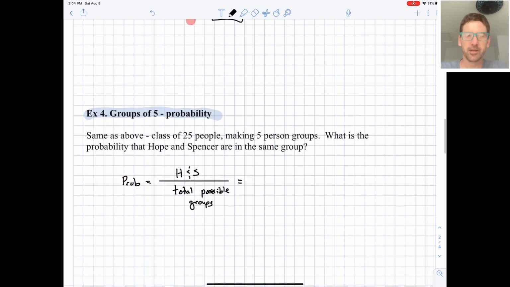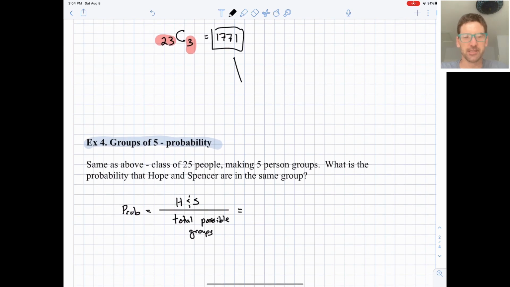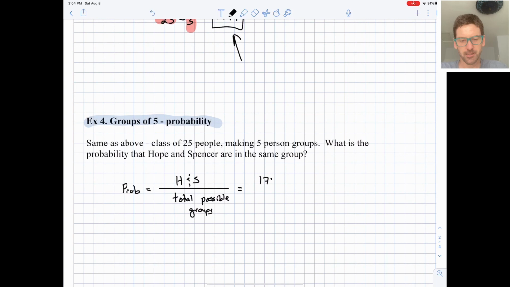So we already figured out how many ways Hope and Spencer could be together. That's up here. That's 1771. And how many total possible groups are there? That's 25 choose 5. Some of those groups have Hope, some have Spencer, some have both, some have neither. So 25 choose 5 is 53,130 as our denominator, 1771 up top. And we get 0.0322, or about 3.22%. So that's the chance that Hope and Spencer end up in the same group.